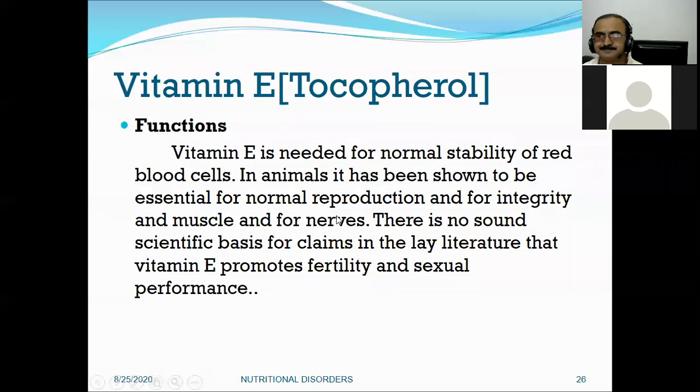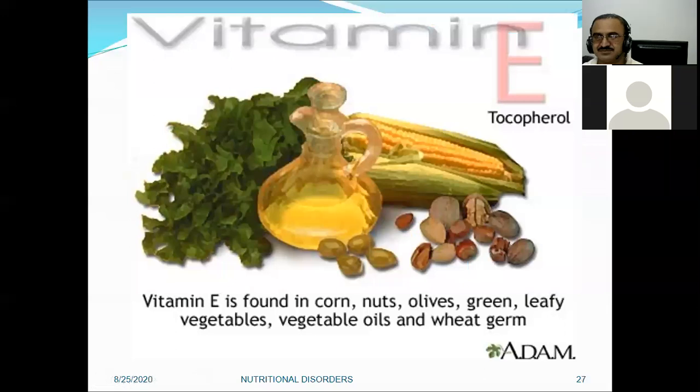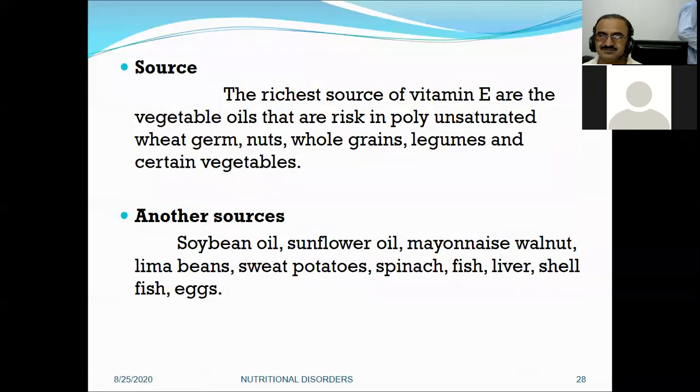So these are some foods which are a rich source of vitamin E, found in corn, maize, nuts, olives, green leafy vegetables, vegetable oils, and wheat grains. So these are the sources of vitamin E. Other sources are soybean oil, sunflower oil, fish liver oils, eggs, and walnuts.